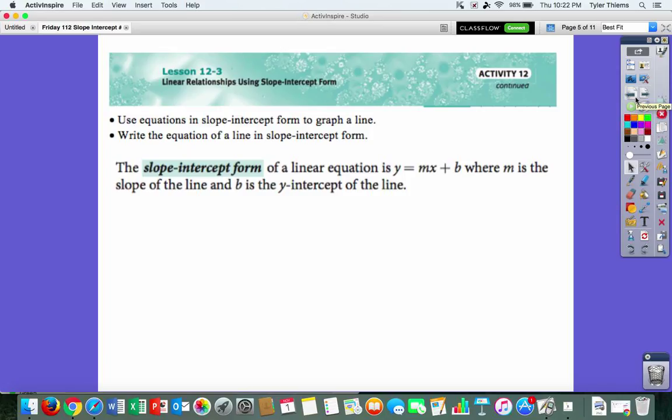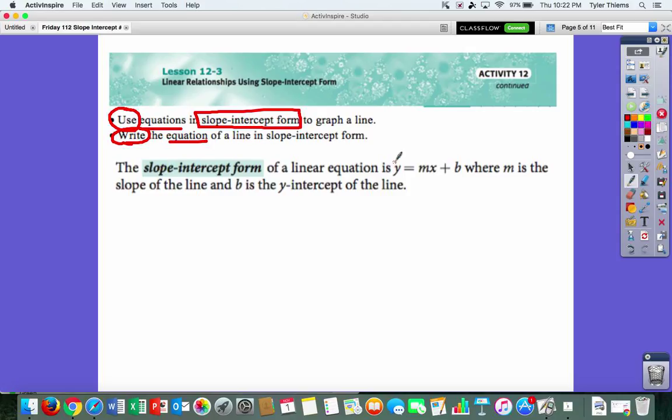This is lesson 12.3. We're going to do more practice with slope-intercept form. The learning target today that I want you to mark up is we're going to be using equations in slope-intercept form. This is super important, slope-intercept form. And we're also going to be able then to write equations in slope-intercept form.